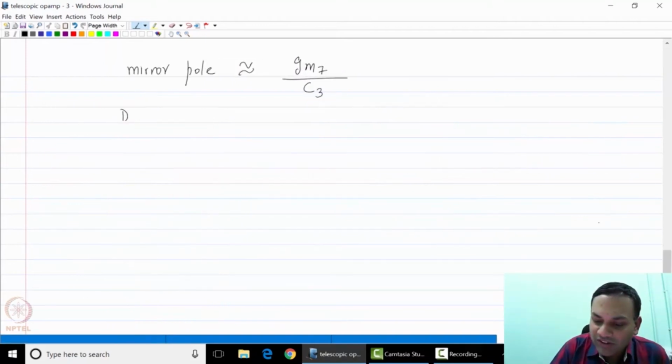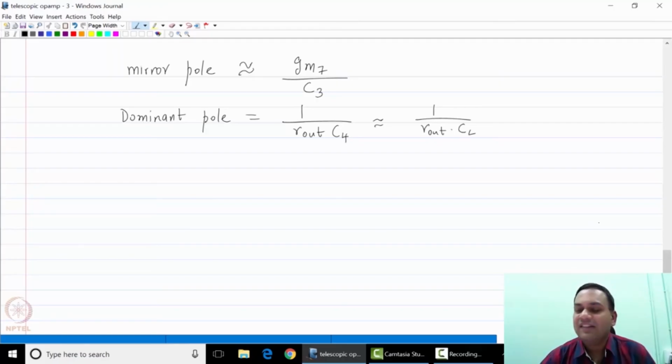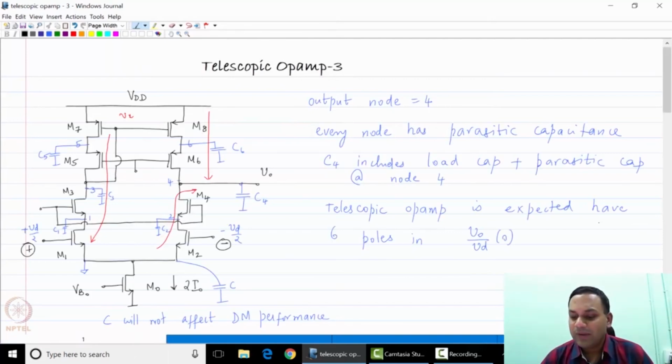Therefore, the dominant pole of the system is actually 1 over R out times C4, and I'll say this is approximately 1 over R out times CL, where CL is the load capacitance. I will assume this is large enough to dominate the frequency response at that particular node. So this is the frequency response of the amplifier.